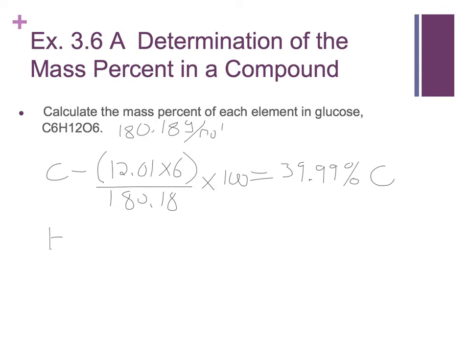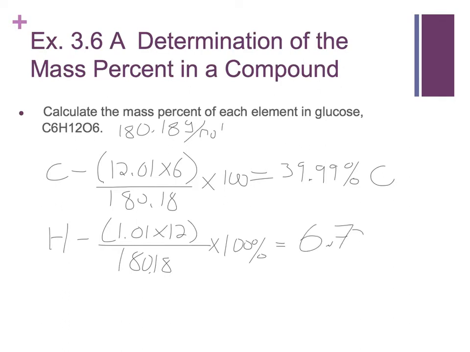Hydrogens, we know it's going to be small because they each weigh 1. So all 12 hydrogens is 1.01 times 12 over 180.18, times 100%. You do need to write that 100% there. You can lose points for that on the AP test. You cannot divide 12.12 over 180 and get a percentage. So 6.727% hydrogen.